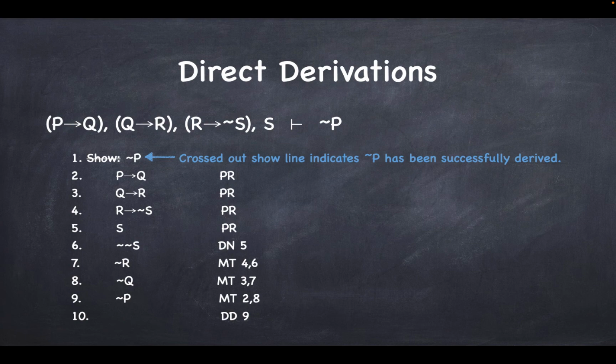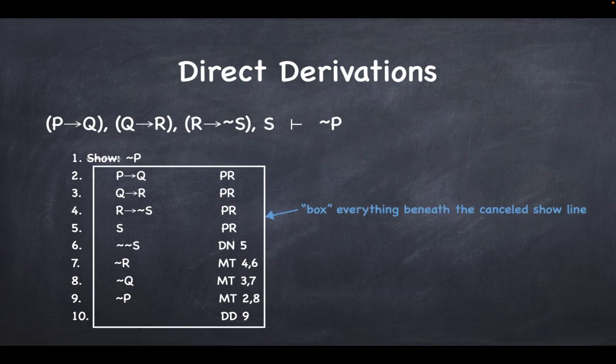I've derived that conclusion from those premises, and then you box everything underneath to indicate that that is a completed derivation there. Typically, you don't put the box around the show line. You leave that out and just cross out the show part and leave the content there. And that's a completed direct derivation.